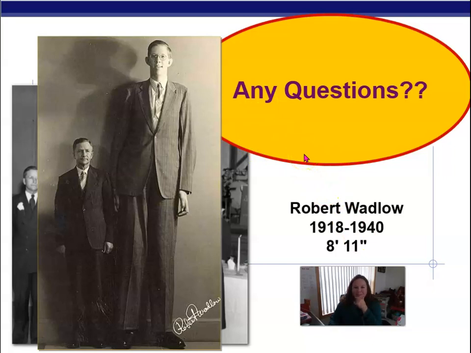Speaking of regulating pituitary hormones, this is Robert Wadlow. He grew very, very tall. I can't even imagine what the size difference would be if I stood next to him, as I'm only 5'3". He had a tumor that was pressing on his pituitary gland, which then constantly released hormones that caused growth. And so he grew to 8 feet 11. I can't even imagine that. Although he didn't live a very long life, very sadly enough.